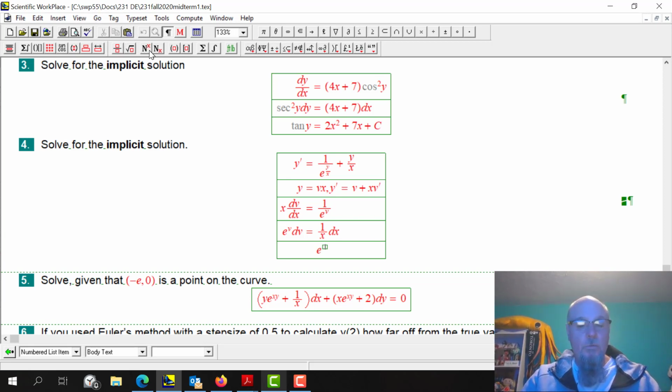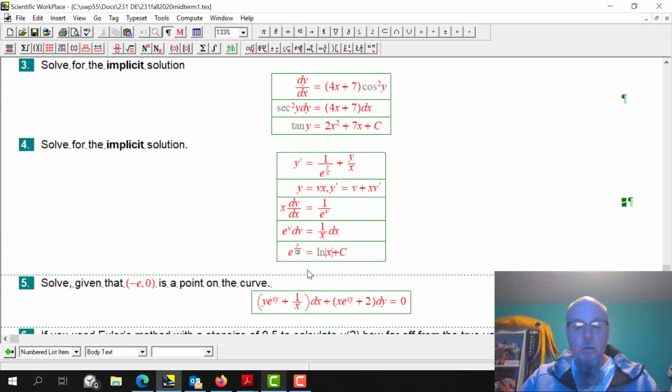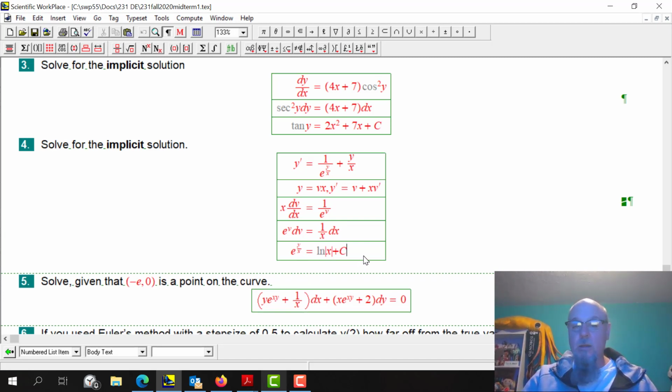Integrating e to the v with respect to v is e to the v. Integrating 1 over x, that's going to be ln absolute value of x. I'm going to put the constant in now. Almost done. It says implicit, so I don't want to solve for y, but I can't leave this as just v. I have to switch back. So everywhere there's a v, put a y over x, and now I'm done.